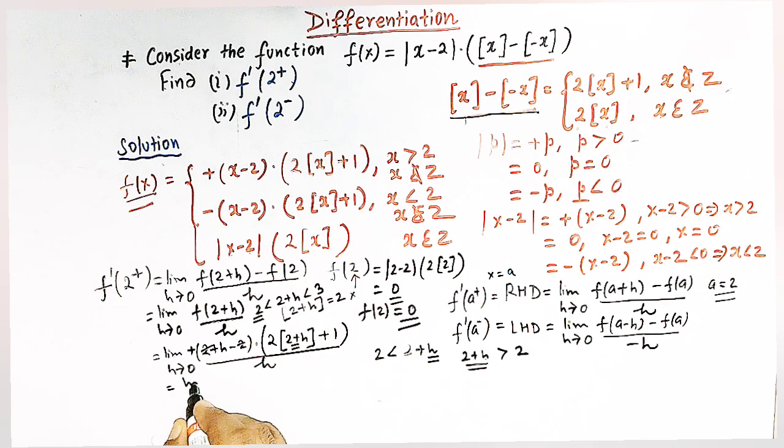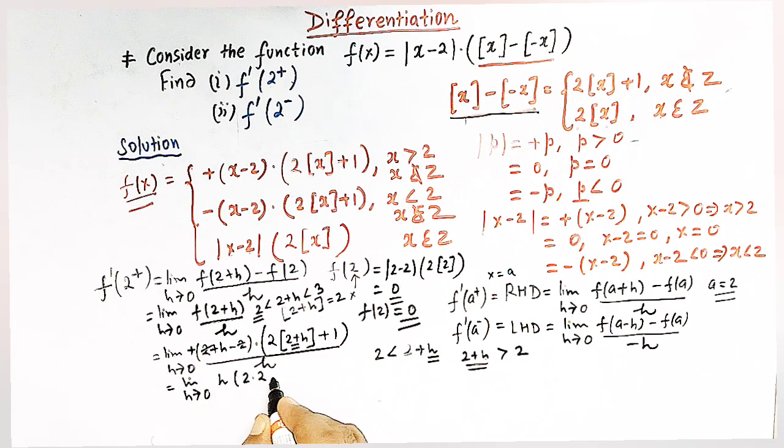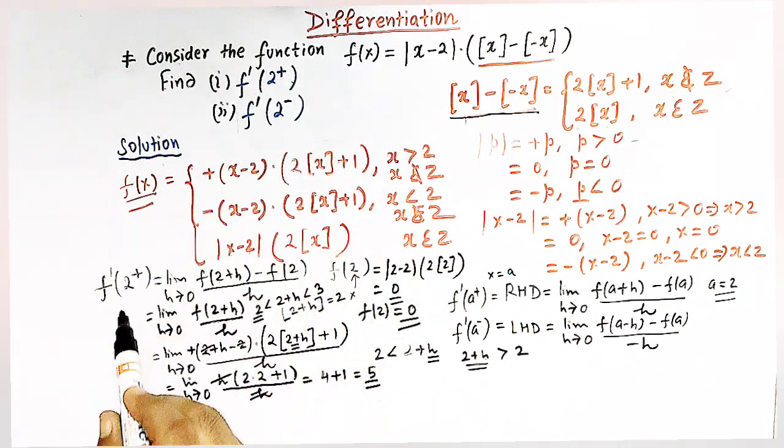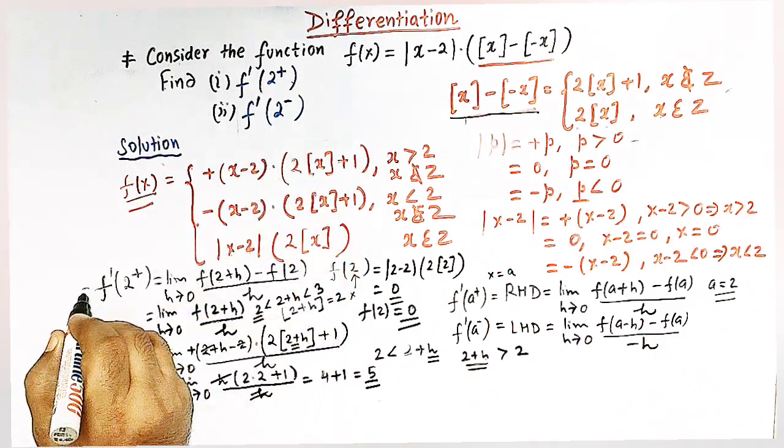So now we have limit h tends to 0, and here 2 and 2 get cancelled. So we have simply h, and here we have 2 times 2 plus 1, and here we have h. Now this h and this h get cancelled, and now this term is a pure number and it is independent of h. So we can now omit, or we can neglect this limit notation. So we have 2 times 2, 4, and this is plus 1, that is equal to 5, right? So the right hand derivative of this function f of x at this point 2 is equal to 5.